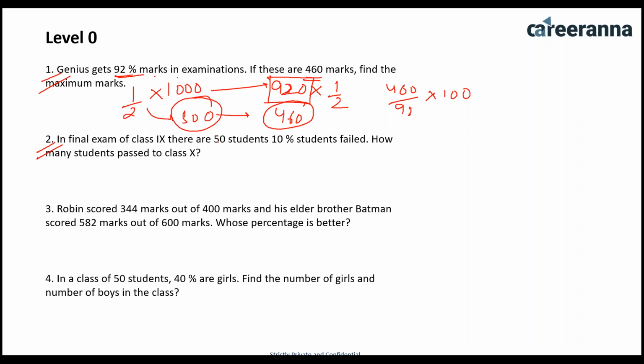Very easy question. 10% of 50 is 5. Only 45 students are left. Next question. Robin scored 344 marks out of 400, and his elder brother Batman scored 582 marks out of 600. Whose percentage is better? Okay, how do you guys solve it?